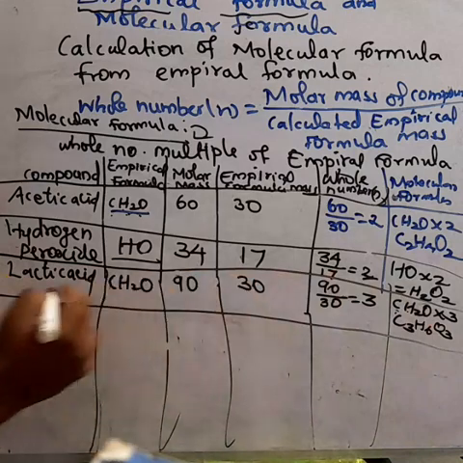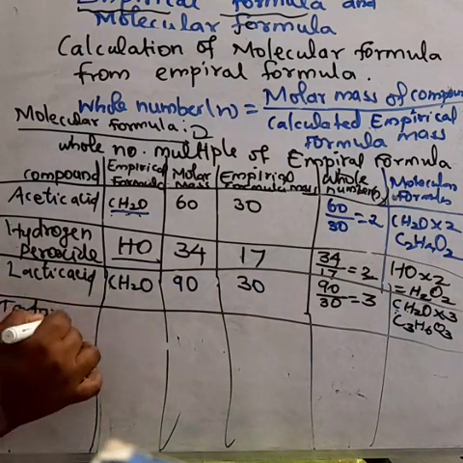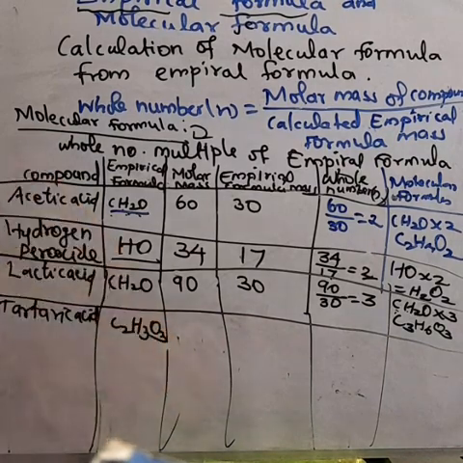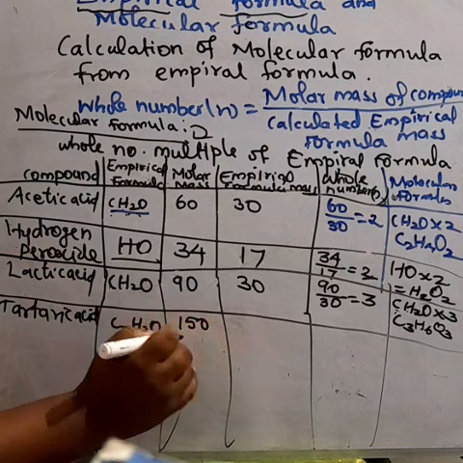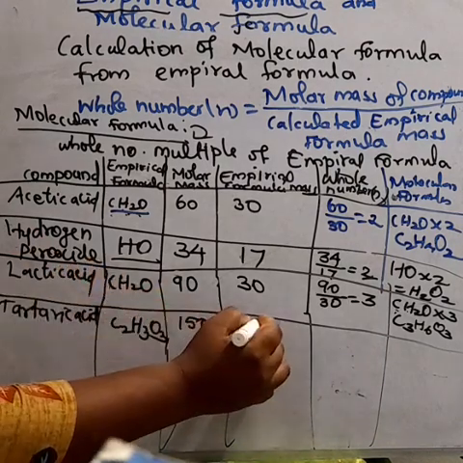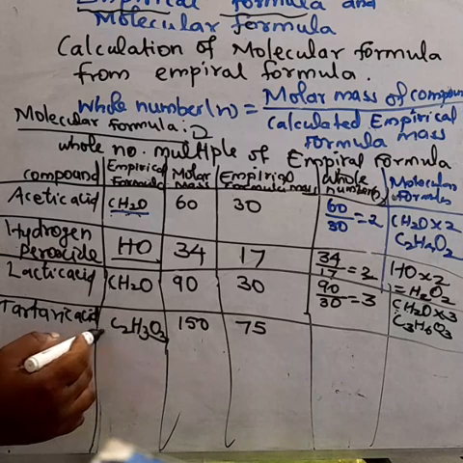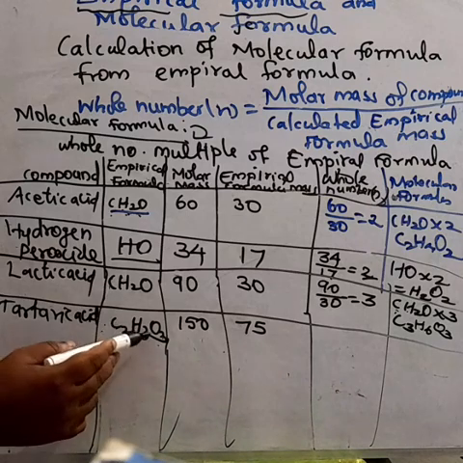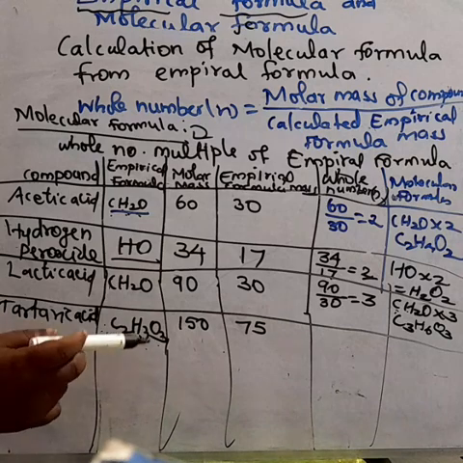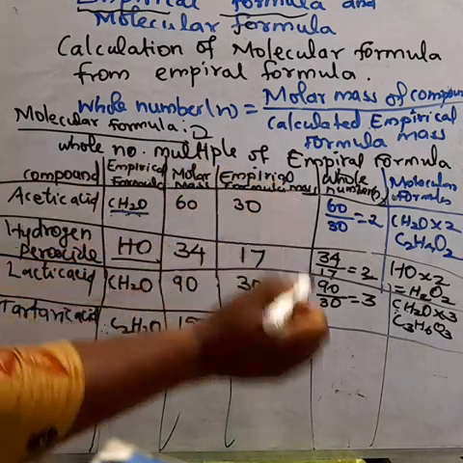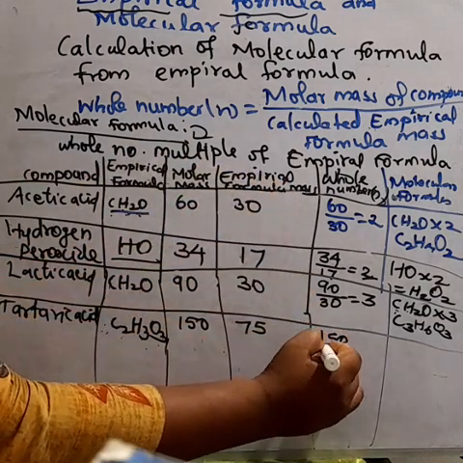Then another example, tartaric acid. Empirical formula C2H3O3. What is the molar mass? 150. Molar mass of tartaric acid is 150. What is the empirical formula mass? 75. When we add the atomic masses of each and every element present in the empirical formula, we get the empirical formula mass, that is 75. What is the whole number? Molar mass divided by empirical formula mass, that is 2.